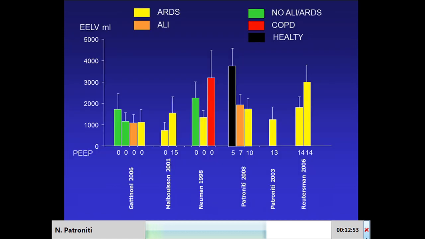And why? I put together several studies that have measured end expiratory lung volume with different techniques, just to show you which end expiratory lung volume you can expect in an RDS patient. These are the PEEP levels used in the study. In green, the moderate RDS, in yellow, the severe. And you see that we have an end expiratory lung volume between 1,000 and 1,500.